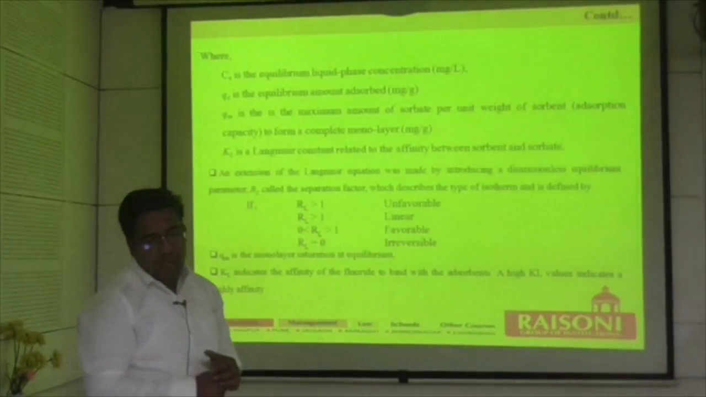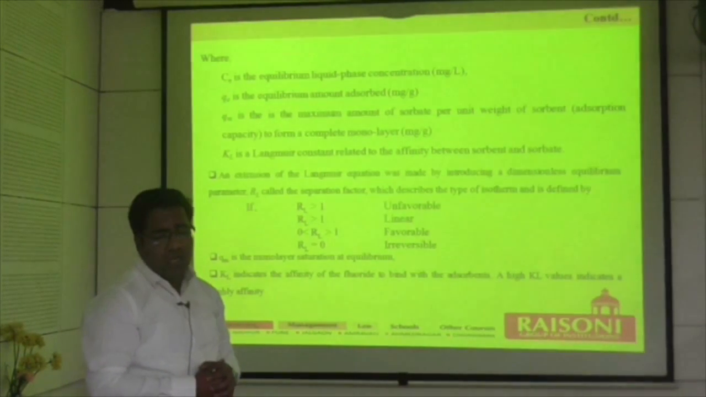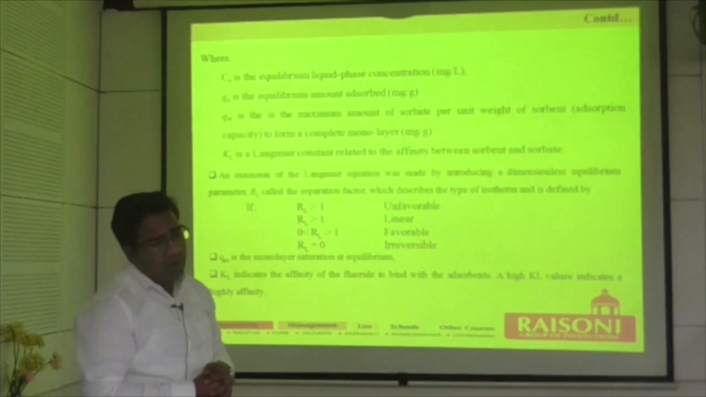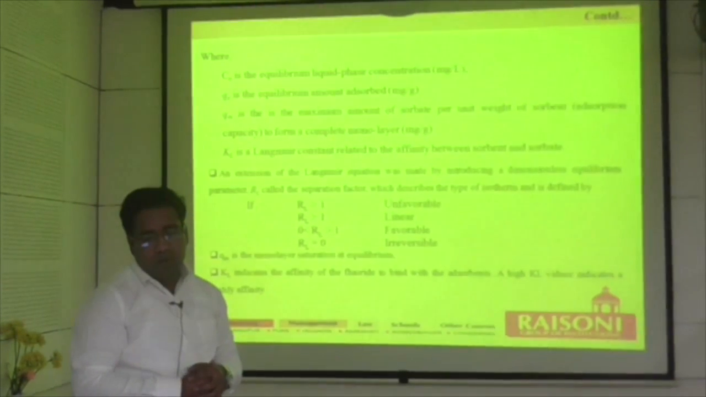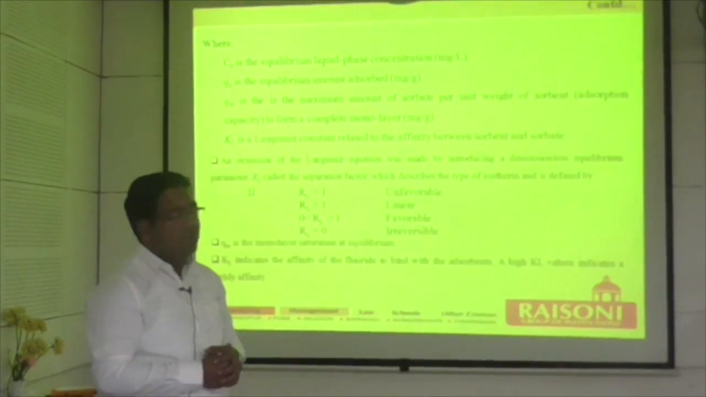Here, CE is the equilibrium liquid phase concentration, QE is the equilibrium amount adsorbed, QM is the maximum amount of sorbate, and KL is the Langmuir constant related to that.